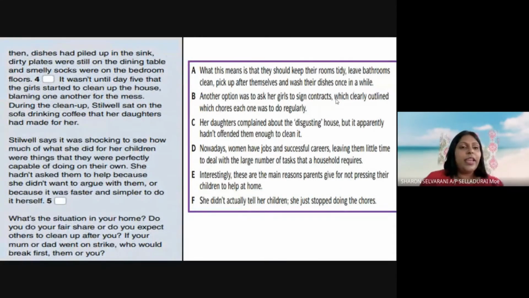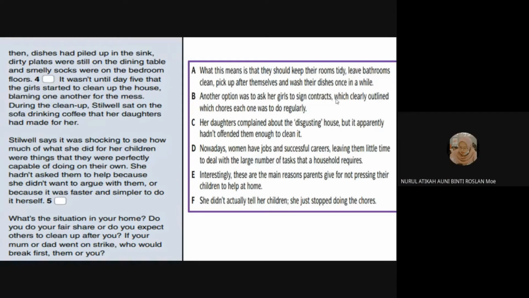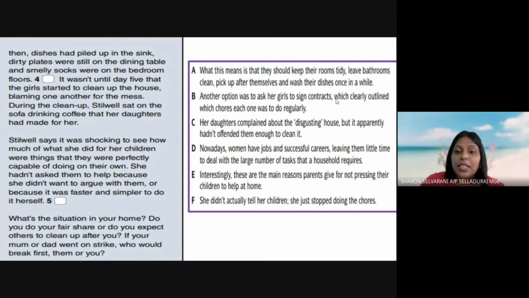Okay, so then dishes had piled up in the sink, dirty plates were still on the dining table, and smelly socks were on the bedroom floors. Okay, then it wasn't until day 5 that the girls started to clean up the house. So what do you think is number 4? C, teacher. The daughters complained about the disgusting house, but it apparently hadn't offended them enough to clean it.